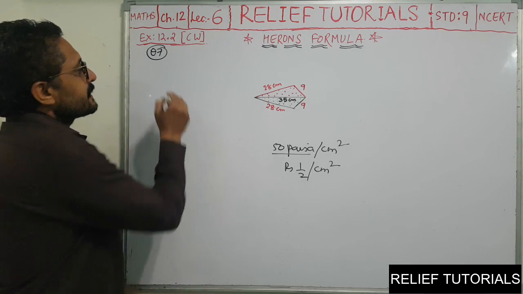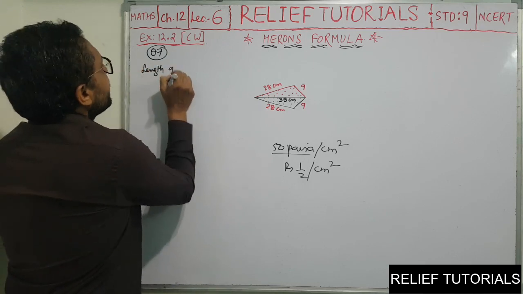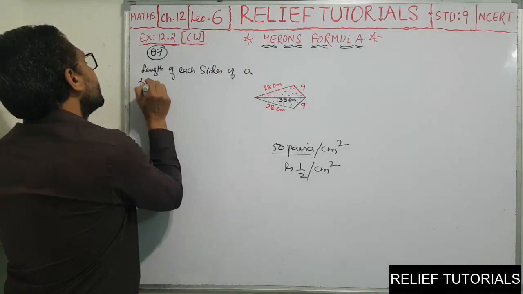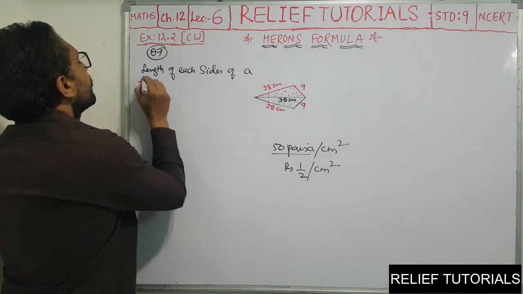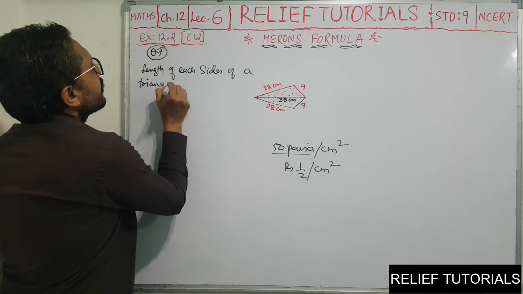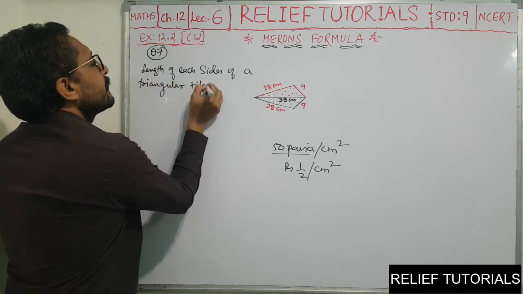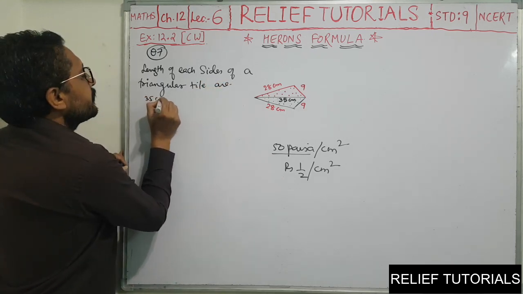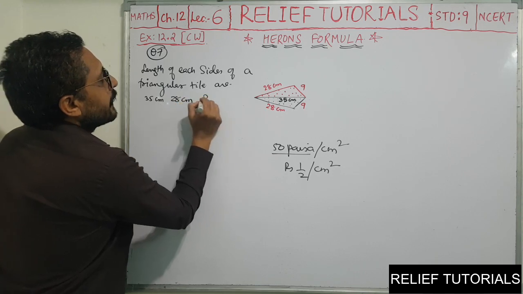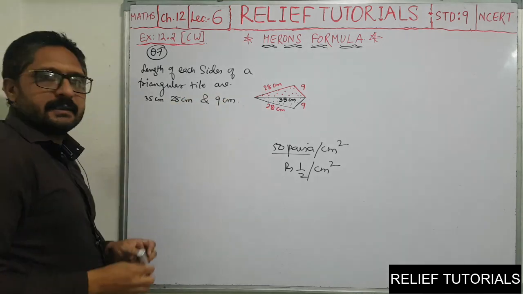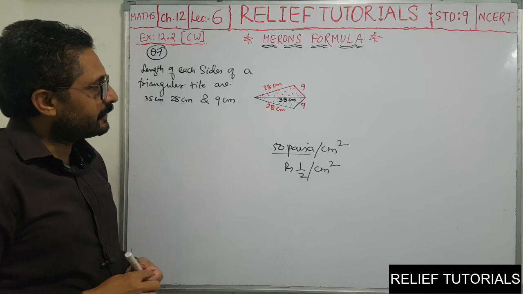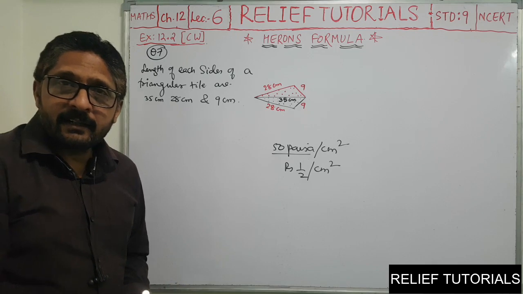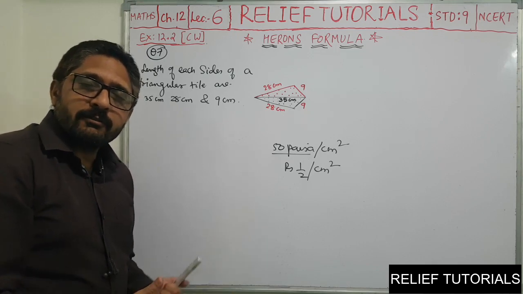The length of each side of a triangular tile are 35 centimeter, 28 centimeter and 9 centimeter. So these are the parameters of each triangular tile. So we have the measures of 3 sides of a triangle, and we know how to find the area by using Heron's formula.